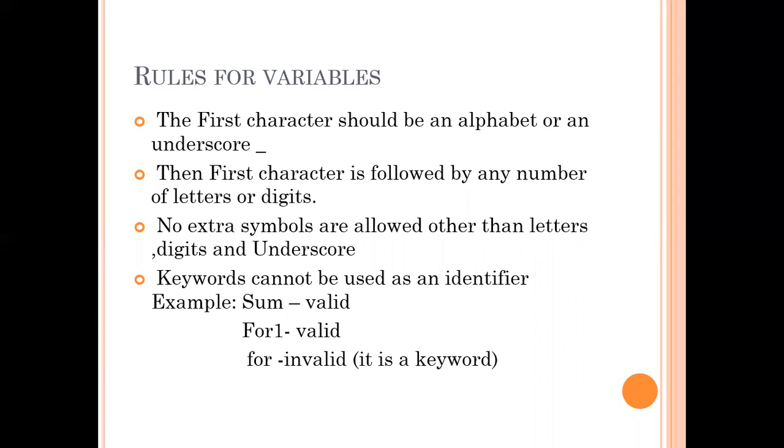No extra symbols are allowed other than letters, digits, and underscore. Keywords cannot be used as identifiers. I mean, since the variable names are identifiers, most of the rules for identifiers are the same as the rules for variables. Some are valid, some invalid. Look at the examples for the names of the variables. For is invalid since for is a keyword. Keyword cannot be used as the name of a variable, hence it is invalid.